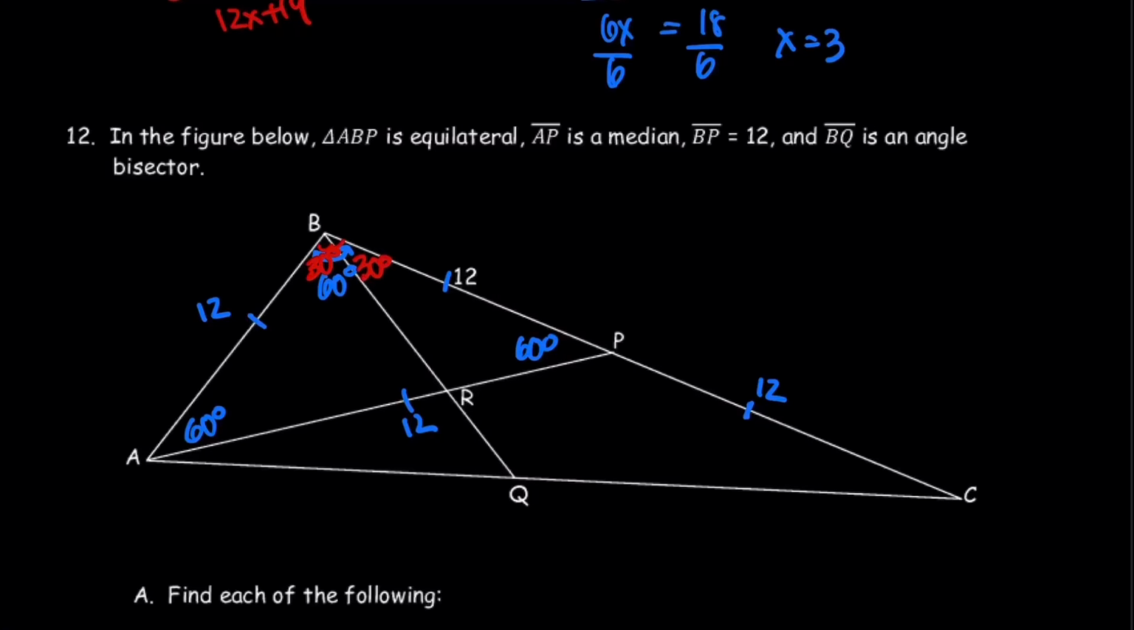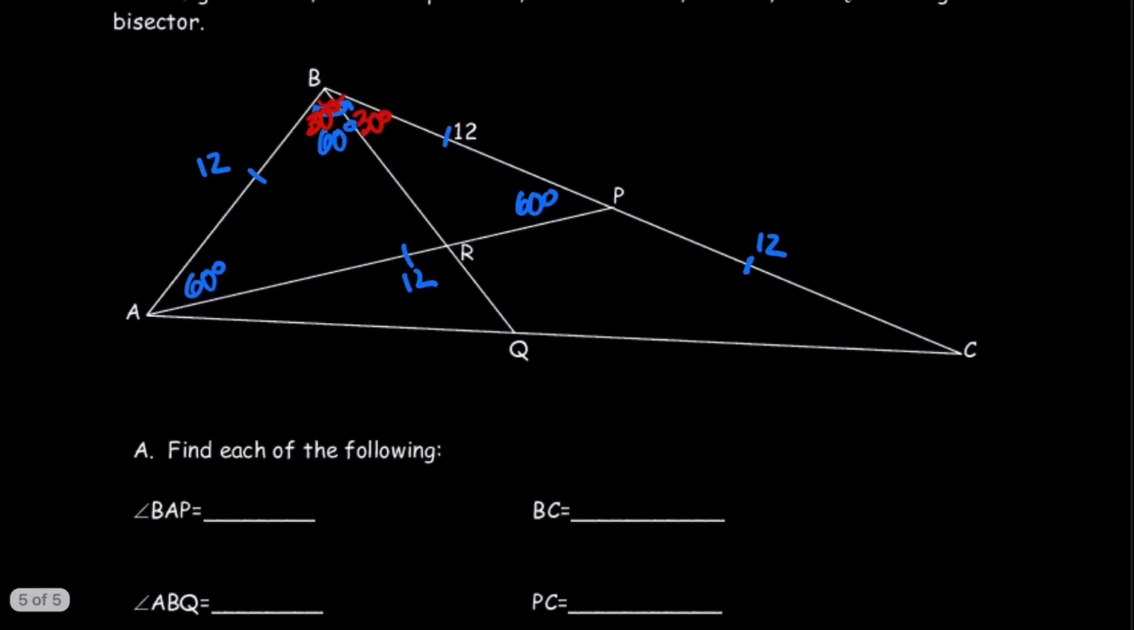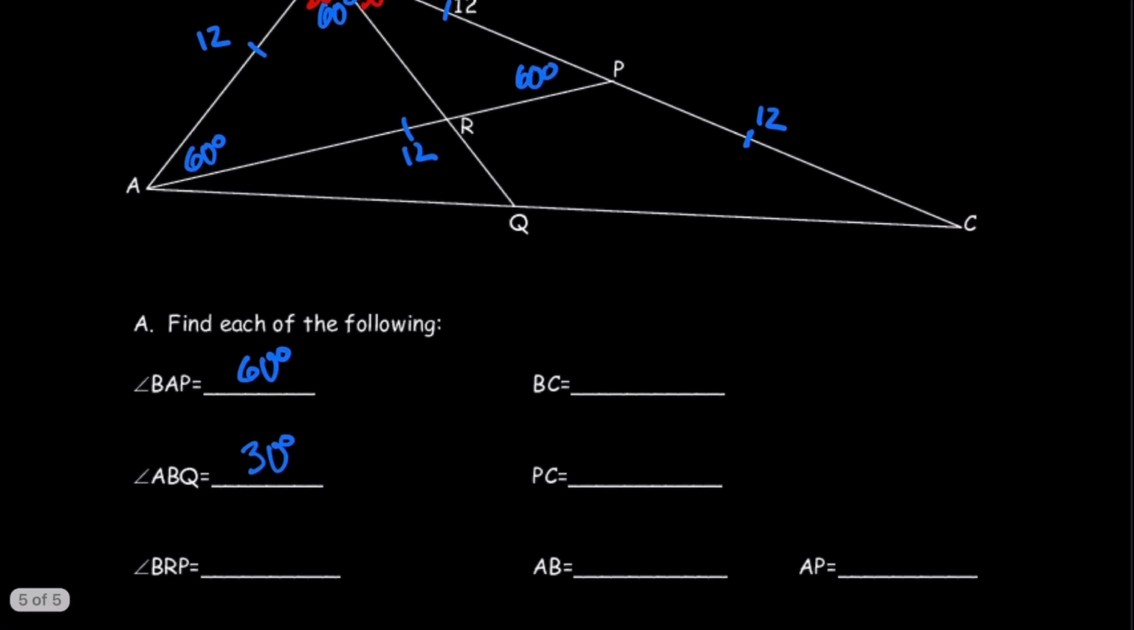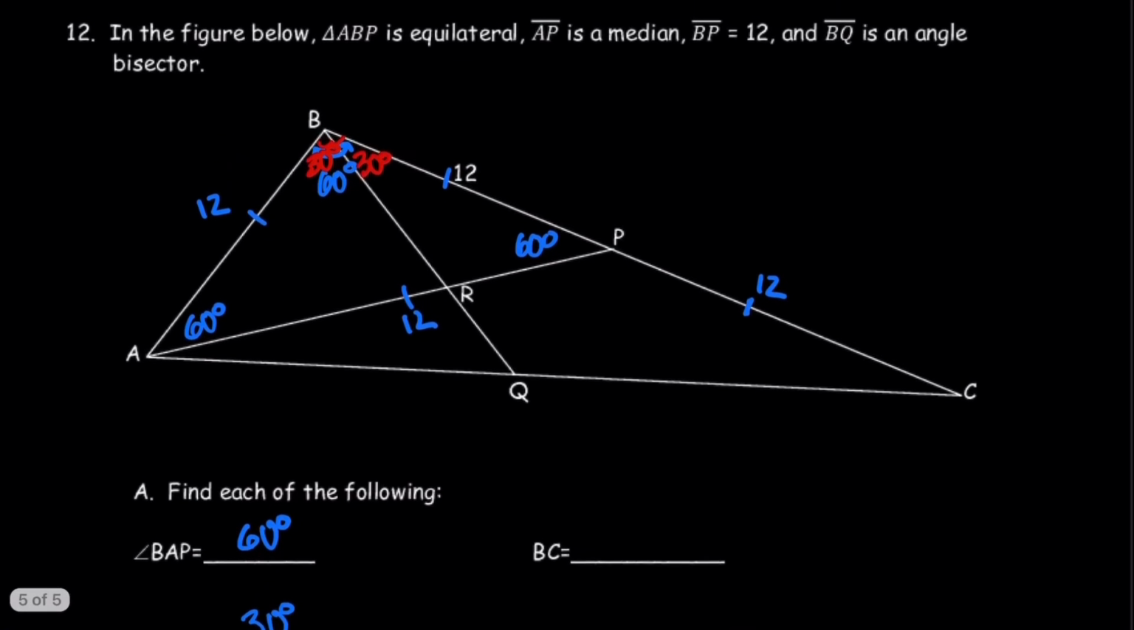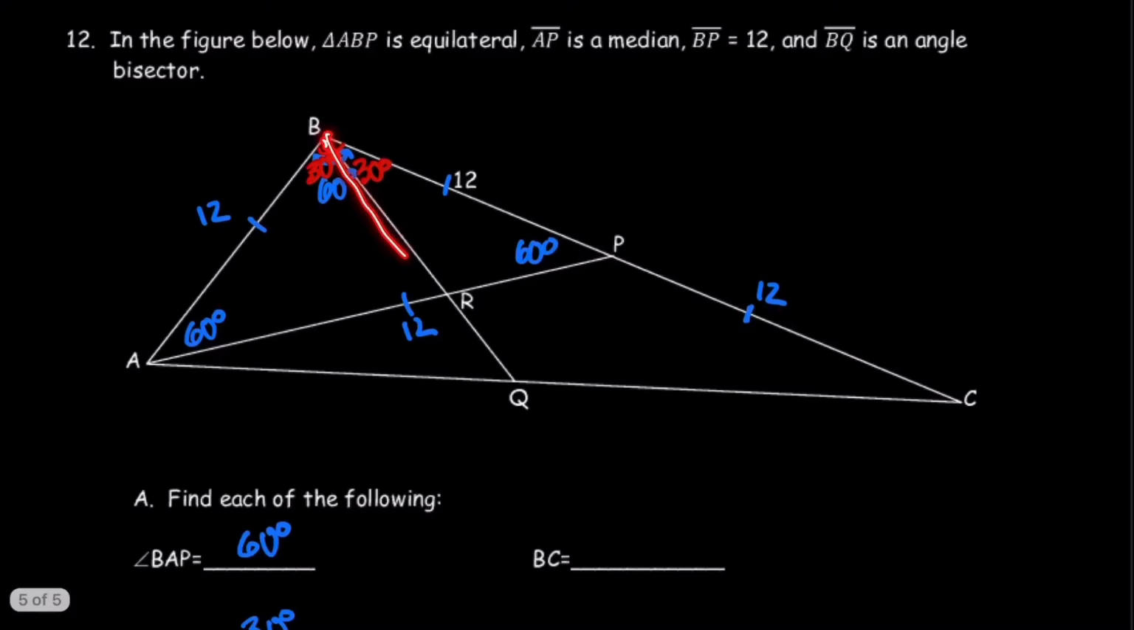All right, so now, what do we know? Find each of the following. Let's see if I've got enough information. Angle BAP. Yeah, I did get that. That's 60. Angle ABQ. Yep, that's half of 60. That was 30. Angle BRP. I don't have that one.